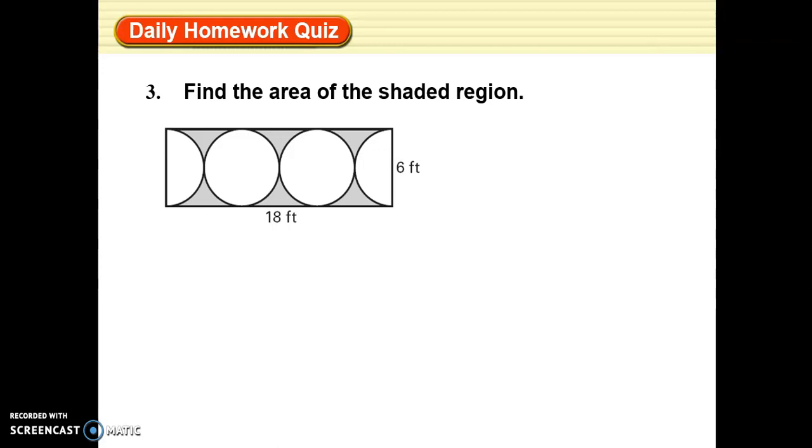Now, this figure is a rectangle with 2 complete circles and 2 semicircles. But we have to find the area of this rectangle. That is easy because it will be 18 times 6. So how do we know the measure of the radius or the diameter in this circle? Well, it is 6. How many circles do we have? We have 3 circles, because if we add this semicircle and this semicircle, we have a complete circle.